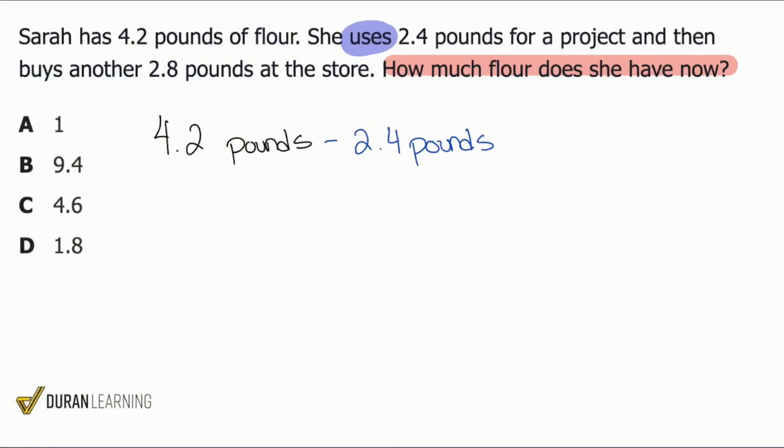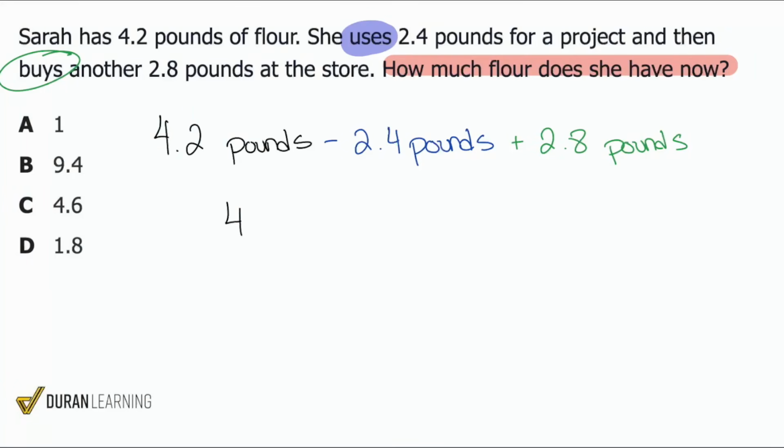And then lastly, it says, and then buys another 2.8 pounds at the store. So everybody help me out there. When we say we are buying another 2.8 pounds, what operation does that link up with? Yeah, it links up with addition, exactly. So with that, we'll go ahead and mark that down nice and easy. Buys another, so we'll add 2.8, and we are done. All we have to do now is just perform the math properly, and we're good.